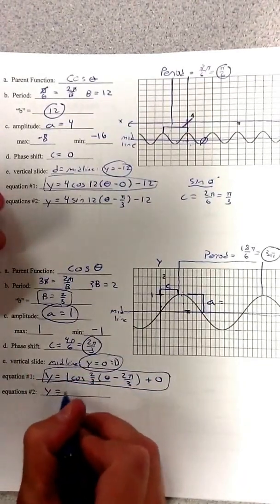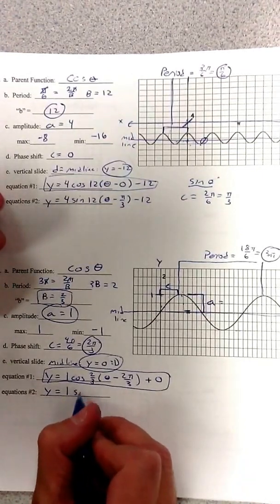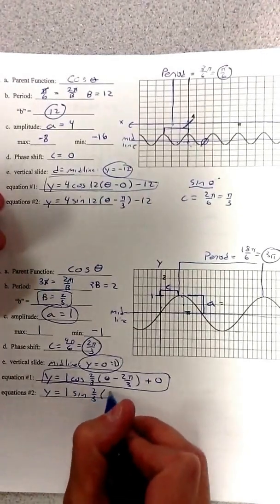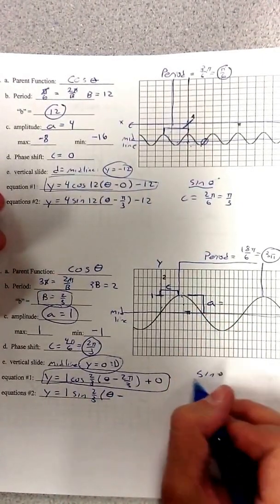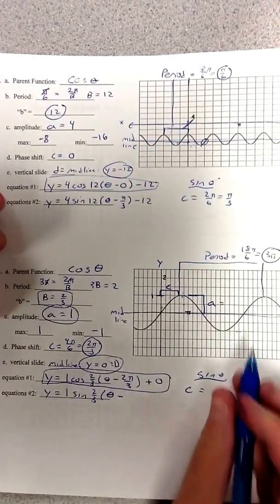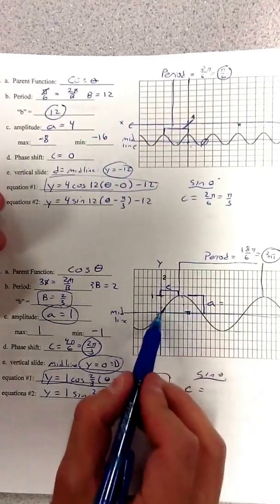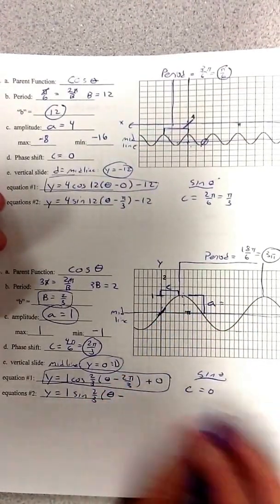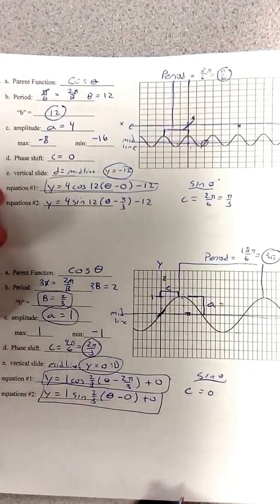To write this in terms of sine, everything stays the same. 1 sine of 2/3, and I get theta minus, oh no, I gotta be careful, because for sine, the only thing that changes is our c value. And we may remember sine starts at the origin, going up. And that's what's happening here. See, it's already going up. So my c value here is 0. Minus 0 plus 0. And there's our sine equation.